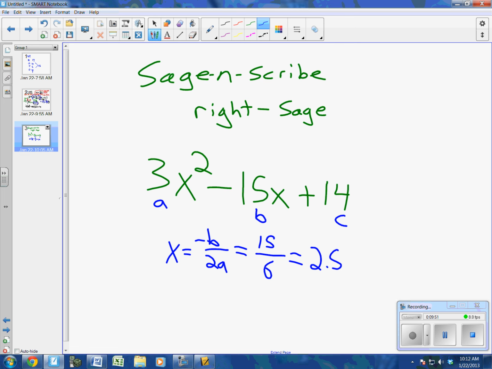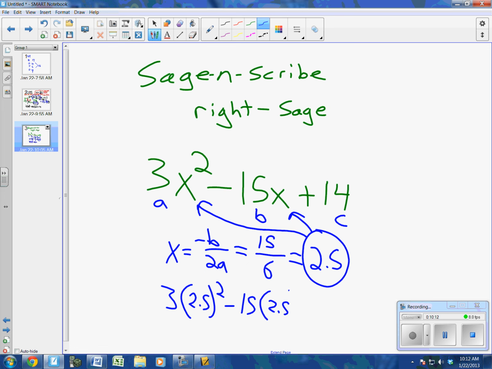Got it? Okay, now that we have 2.5 as our x-coordinate, we're going to plug this in to find the y-coordinate. We're going to put it in for x, because that's what x is, and that's going to tell us what y is. All you have to do is go 3 times 2.5 squared minus 15 times 2.5 plus 14. And you can type that right into your calculator. And what did you get? Negative 4.75. Who got negative 4.75?